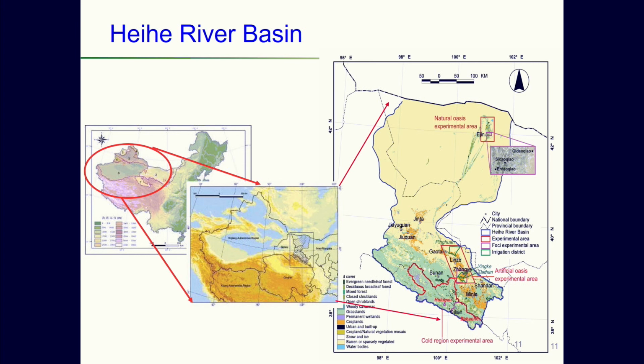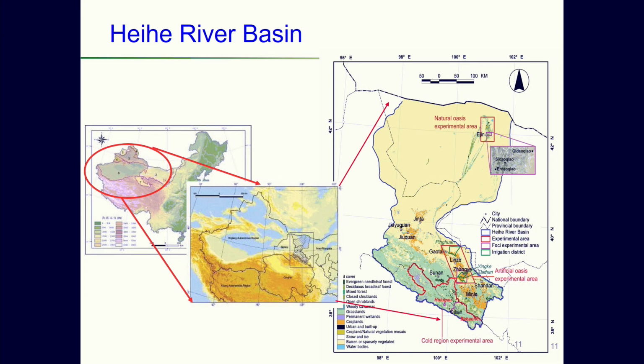Here in Xinjiang, we have the Tarim River Basin. And the Heihe River Basin is the second largest inland river basin in China. The total area is more than 1,300 square kilometers. And here in the mountainous region, we have a lot of glaciers and permafrost, but they are in degradation. And downstream, they are extremely arid regions.